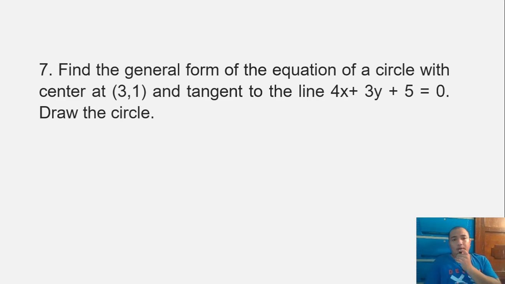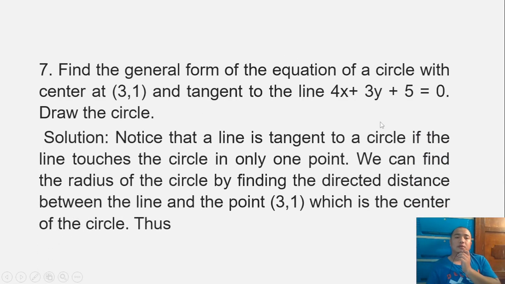Next problem. Find the general form of the equation of a circle with center at 3, 1 and tangent to the line 4x plus 3y plus 5 equals 0. Draw the circle. Right. How's this? Okay, meron na tayong center, radius. Solve na lang natin yung radius. Solution. Notice that the line is tangent to a circle. If the line touches a circle in only one point, we can find the radius of the circle by finding the directed distance between the line and the point 3, 1, which is the center of the circle.